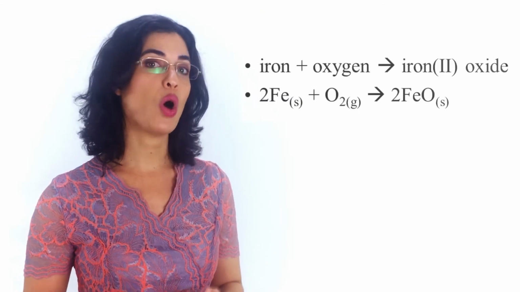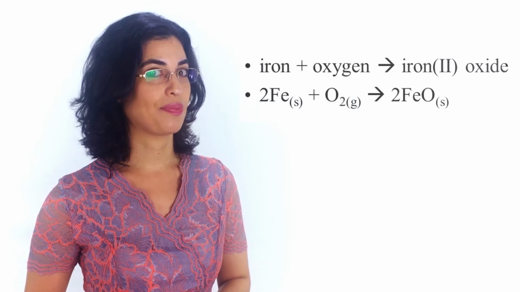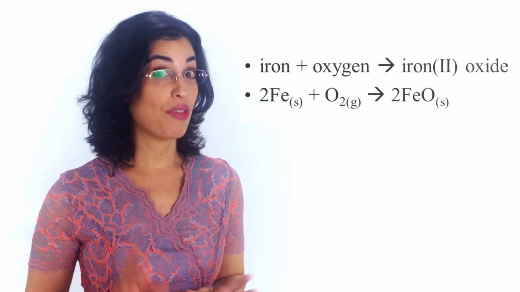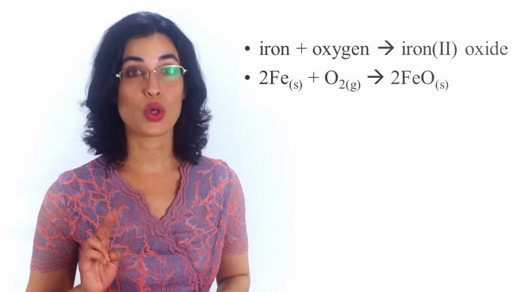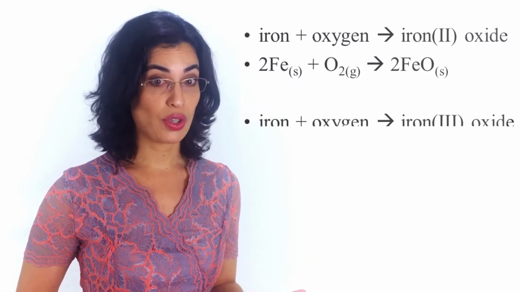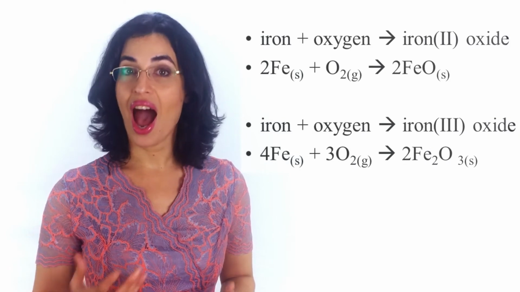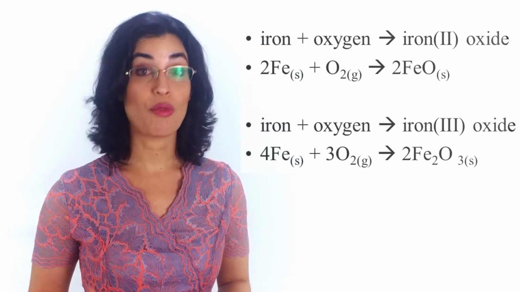Some metals, such as iron, combine with oxygen to form oxides. In the product of the first reaction, iron is in an oxidation state of +2. In the product of the second reaction, iron is in an oxidation state of +3.